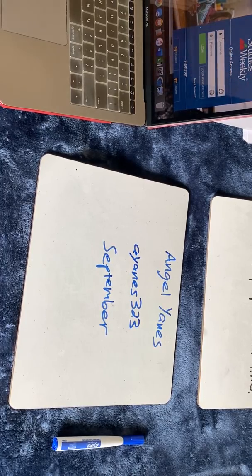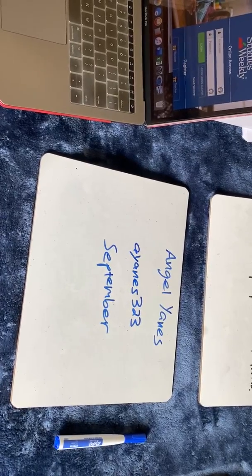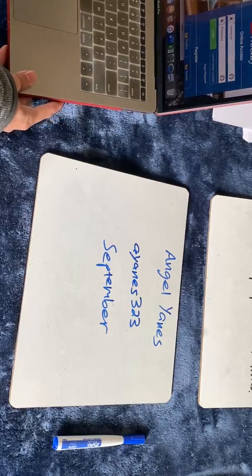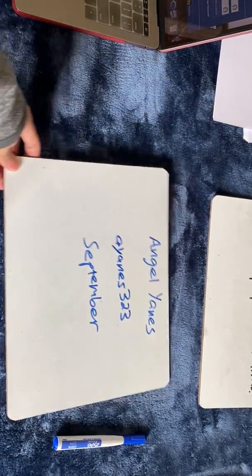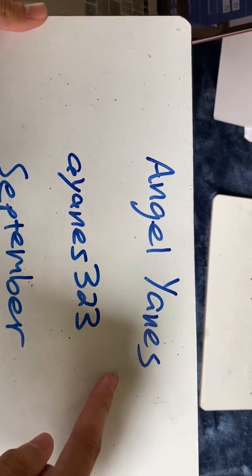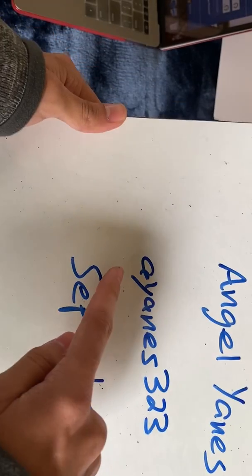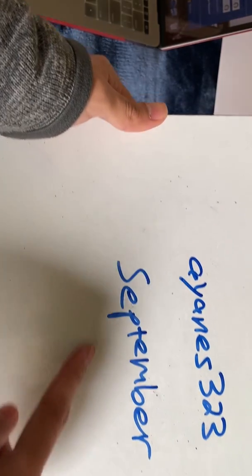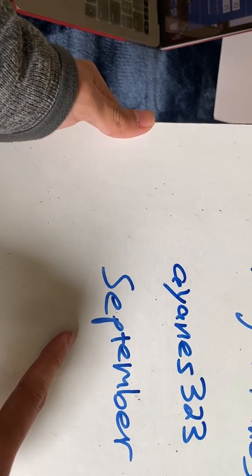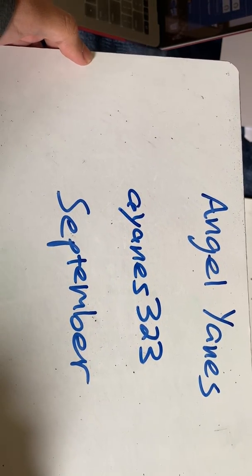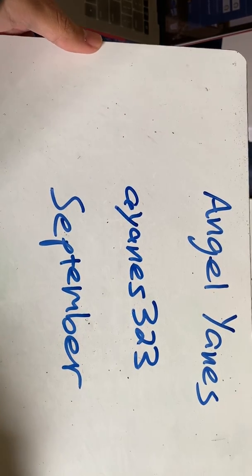Before we begin today, I want to go over again how to log into your Studies Weekly account. Thank you to those families who have been watching the full videos. For example, if my name is Angel Yanes, my username will be AYANES323. The password will be September, your birth month. If you're born in March, then your password will be March. If you're born in January, then your password will be January.